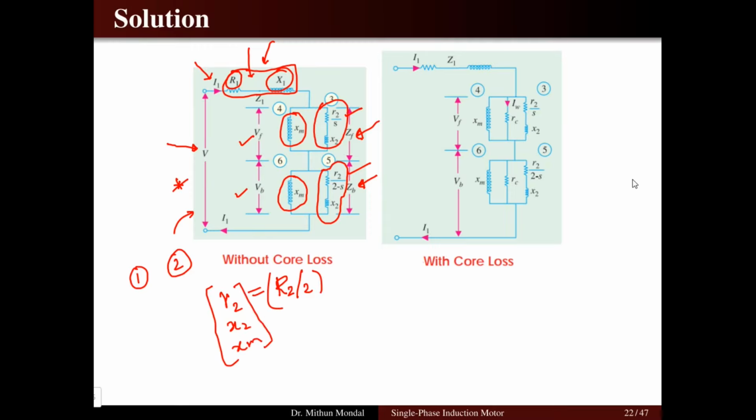If we neglect the core losses or include the core losses, the circuit will be different. You can have one resistance RC included in the circuit if we need to take the core loss into consideration. If there is no core loss, you can remove the RC from the circuit. The impedance for the stator is Z1, and the impedance for the rotor is Z2. Again, Z2 is divided into the forward field, given by ZF, and the backward field, given by ZB.